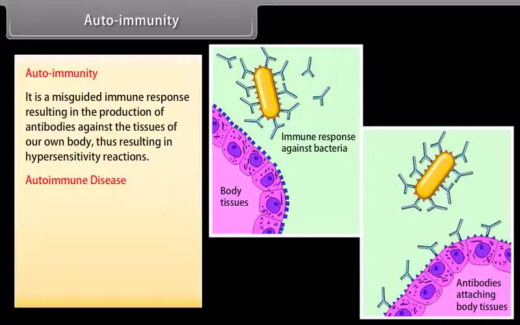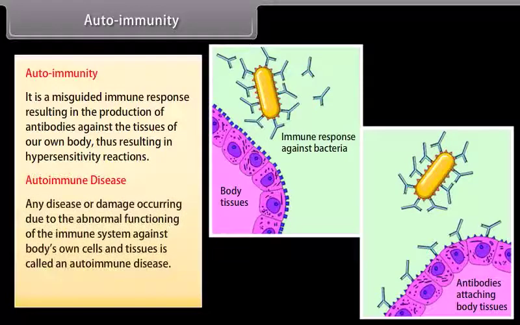Autoimmune disease. Any disease or damage occurring due to the abnormal functioning of the immune system against body's own cells and tissues is called an autoimmune disease. For example, rheumatoid arthritis.